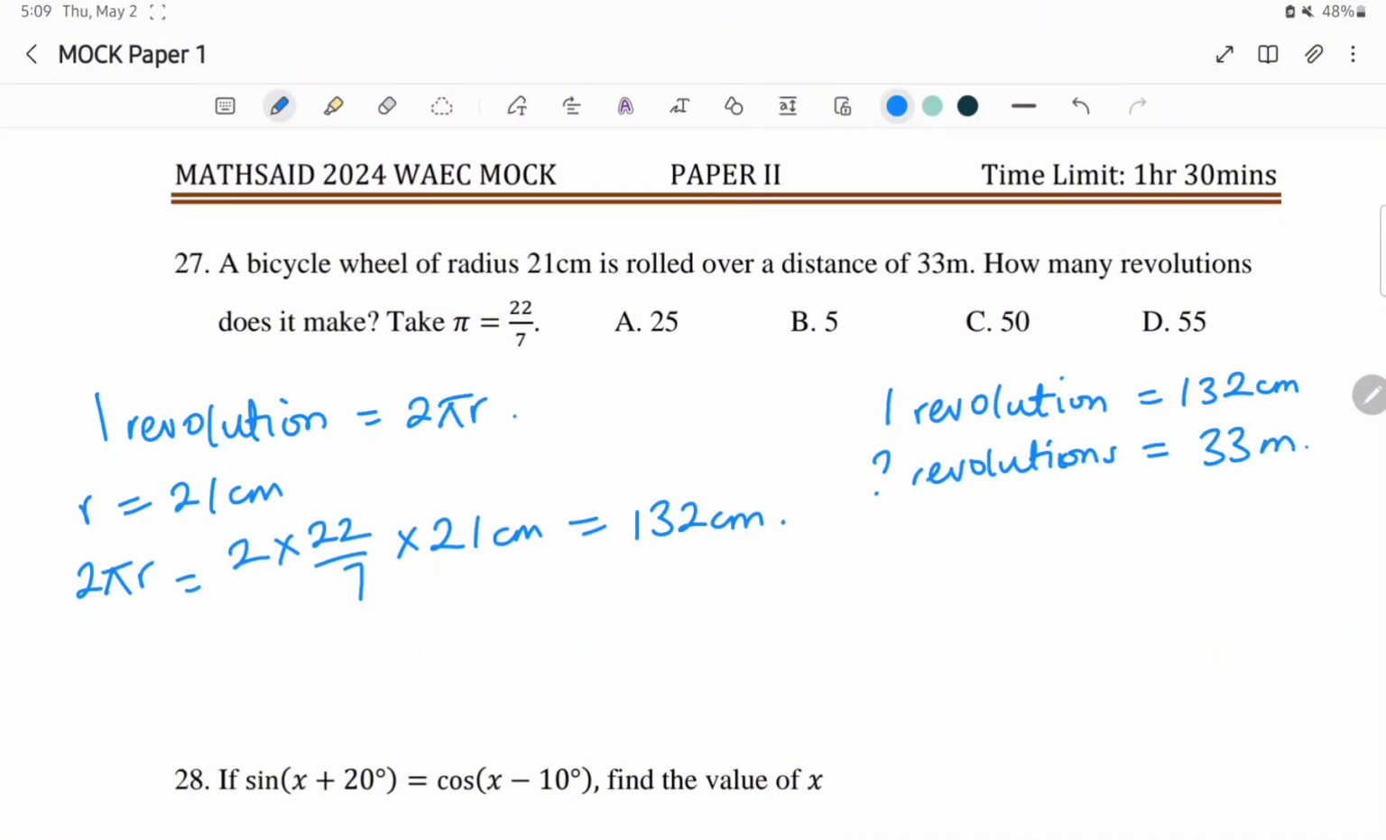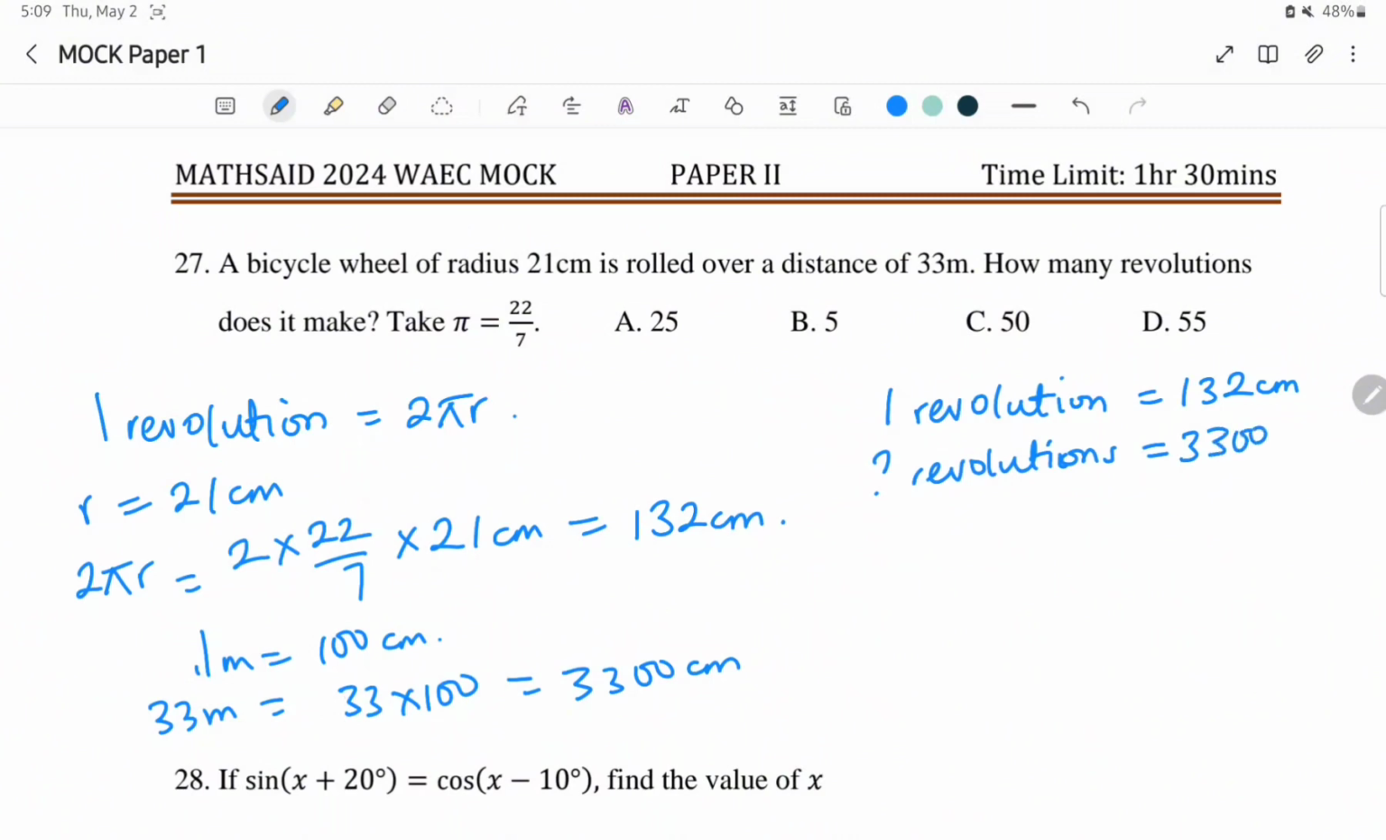Now, look carefully. The distance given to you is provided in meters. So you have to convert your values into the same unit. So if 1 meter is equal to 100 centimeters, what will 33 meters be equal to? It is simply 33 multiplied by 100, which is 3,300 centimeters. So rather than writing 33 meters here, we are going to write 3,300 centimeters.